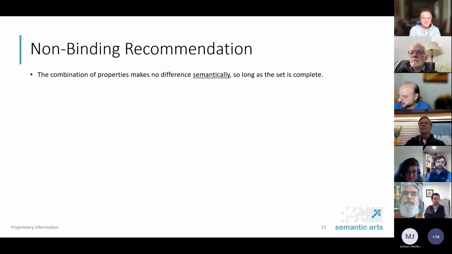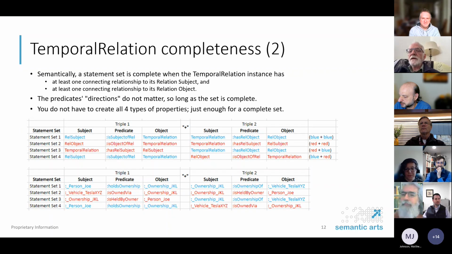Michael's got his hand up. Yes, going back to slide 10, Dan. Okay.